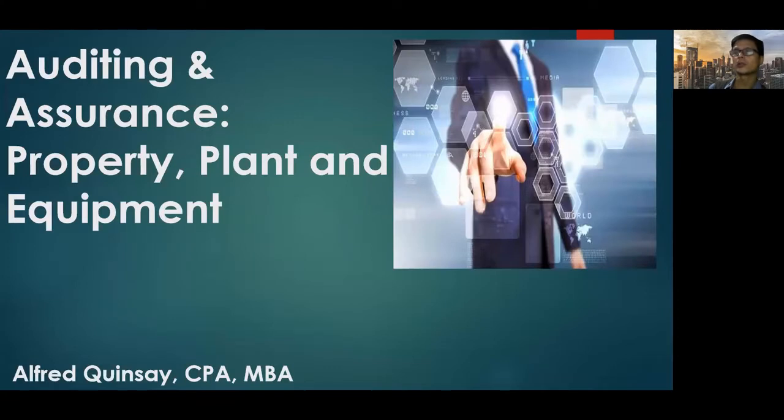So before we go into the problem, the application, kailangan muna natin maintindihan ano ba yung audit of property, plant, and equipment. So of course, you have to have a knowledge of financial accounting or intermediate accounting. So ito yung nandun sa baba ng current assets. Now, particularly, it is classified under non-current assets, itong property, plant, and equipment.